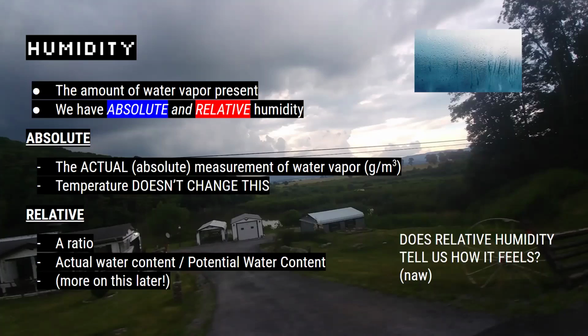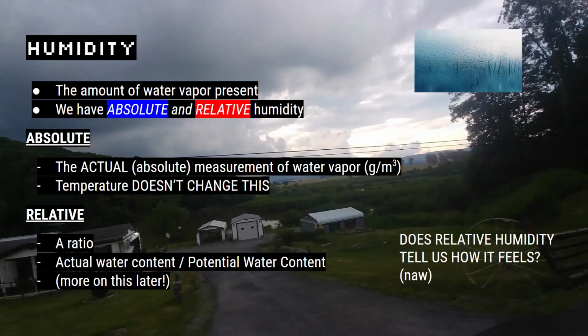So, what even is it? It is the amount of water vapor present, but it's kind of a loose term because we have different ways of measuring it. We have absolute and relative humidity. Absolute humidity is the actual, that's what absolute means, measurement of the water vapor, grams per meter squared. Temperature does not change this. And that's the point. If it's absolute, that's why temperature doesn't change it. Because if a different factor changes it, that makes it relative.